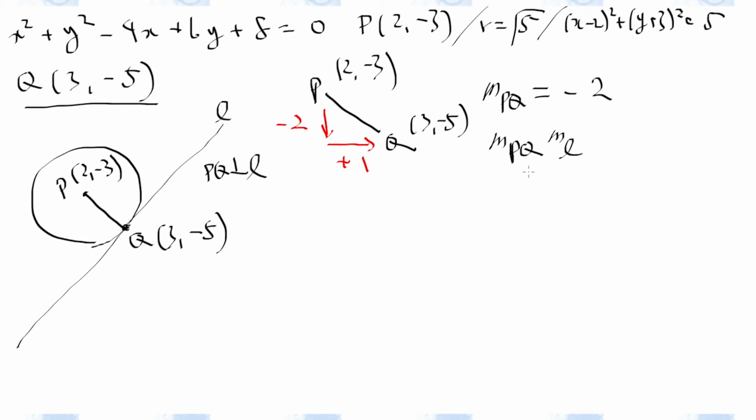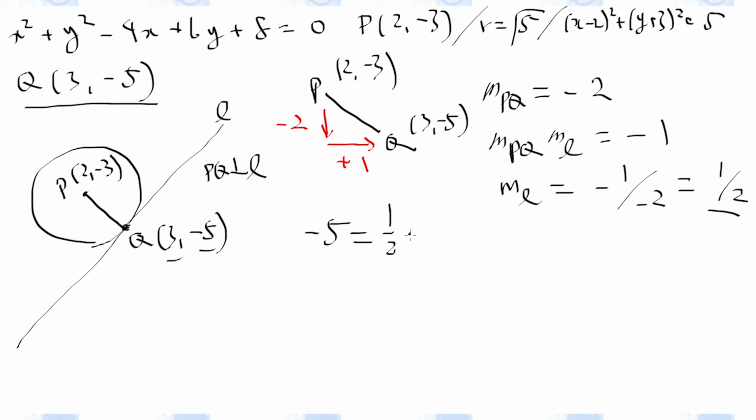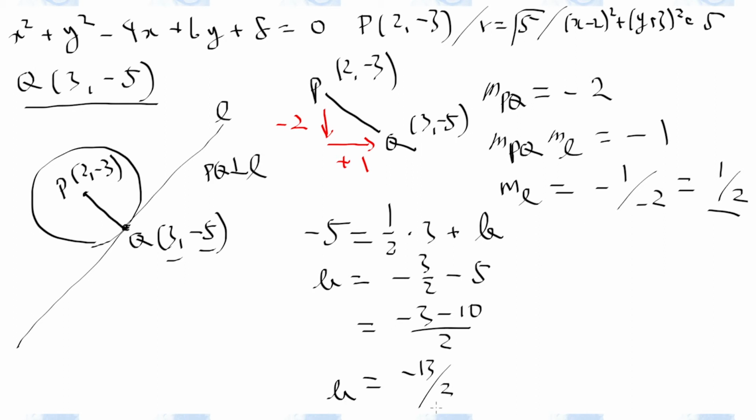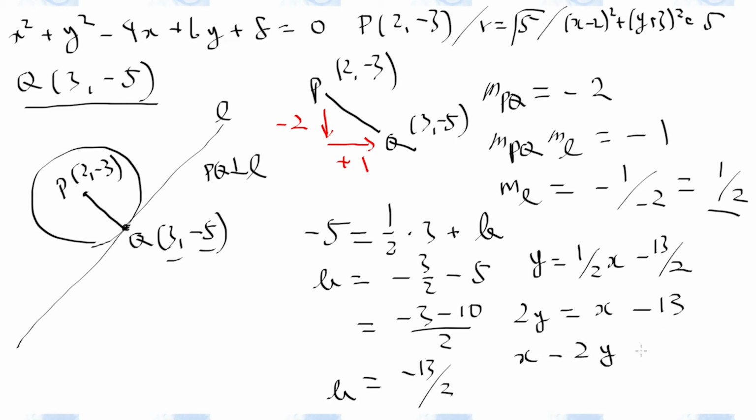The product of the slopes of the two lines is equal to -1. What is the slope of L? So now we know that the slope of L is 1/2. -5 equals 1/2 times 3, plus the y-intercept, let's call it b. The y-intercept seems to be -13 over 2. We multiply both sides by 2. 2y equals x minus 13. So x minus 2y minus 13 equals 0. So the numbers we want are 2 and 13.